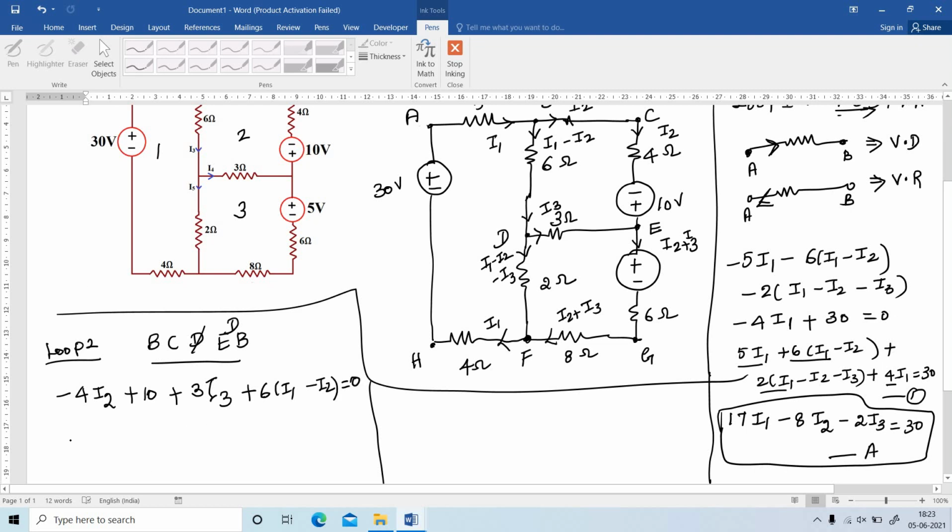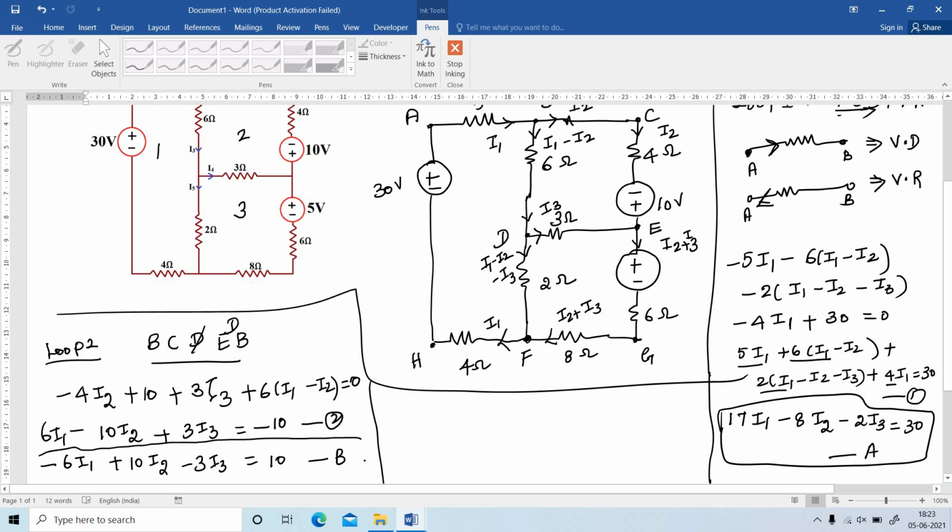Okay, now I have to expand this. Minus 4I2 minus 6I2, so the answer is minus 10I2. Here plus 6I1 and then plus 3I3 equal to minus 10. Now I am going to multiply both the right hand side and left hand side of the equation by minus 1. So minus 6I1 plus 10I2 minus 3I3 is equal to 10. This is equation B. The two equations are over.